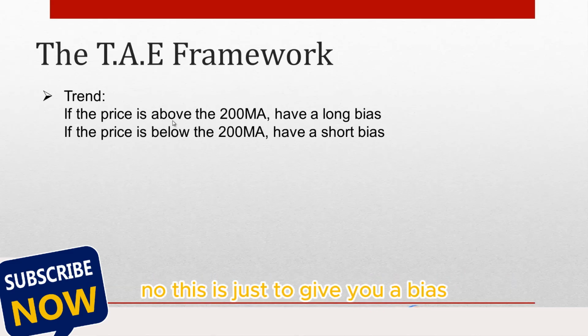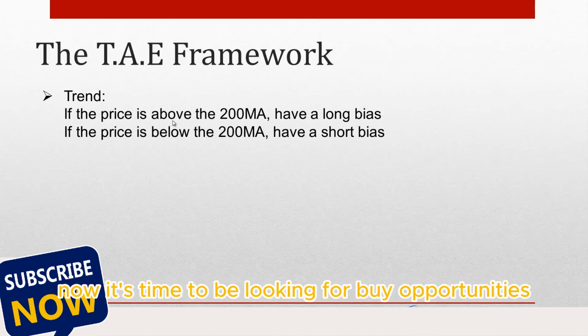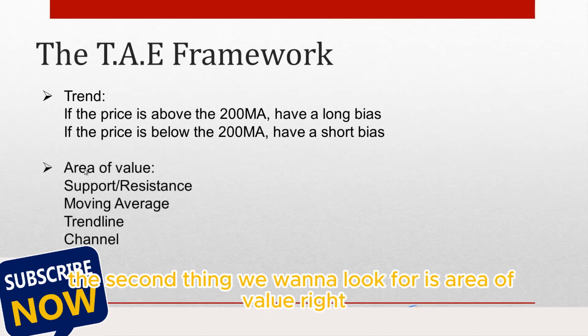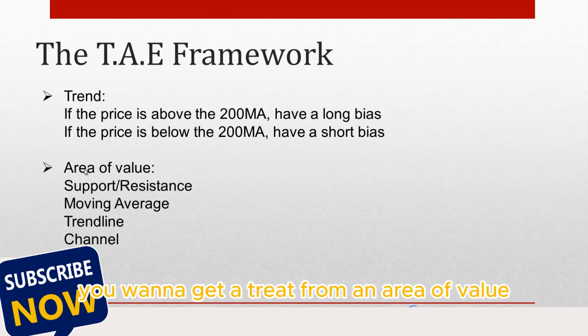No. Right? This is just to give you a bias, a permission that, hey, now it's time to be buying. Now it's time to be looking for buying opportunities. Okay? So now that we have defined the trend, the second thing we want to look for is area of value, right? You want to trade from an area of value.